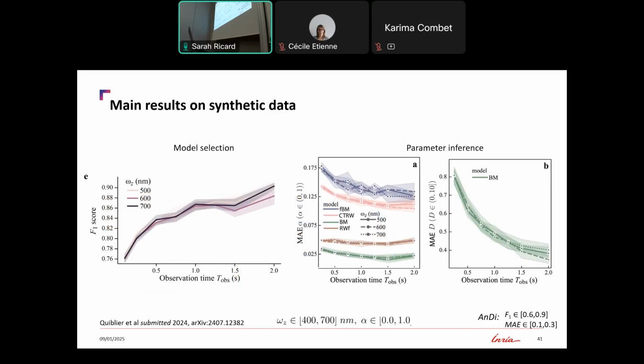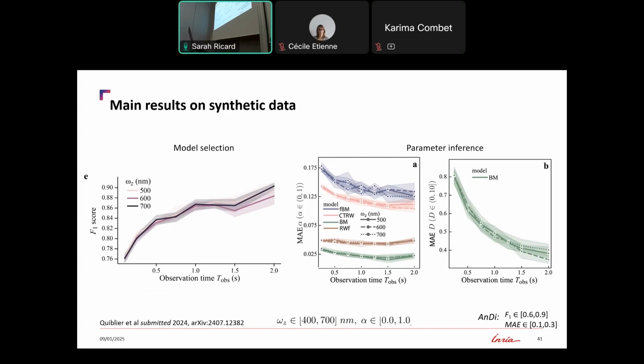So this is the F1 score as a function of the observation time. Because you record the number of photons, if your recording time is very short, you won't have many photons, so you won't be very precise. So your results don't depend on the trajectory length, because you have no trajectory length anymore, but on the observation time. But even with a short observation time, like 500 milliseconds, you see that we have very good F1 scores.